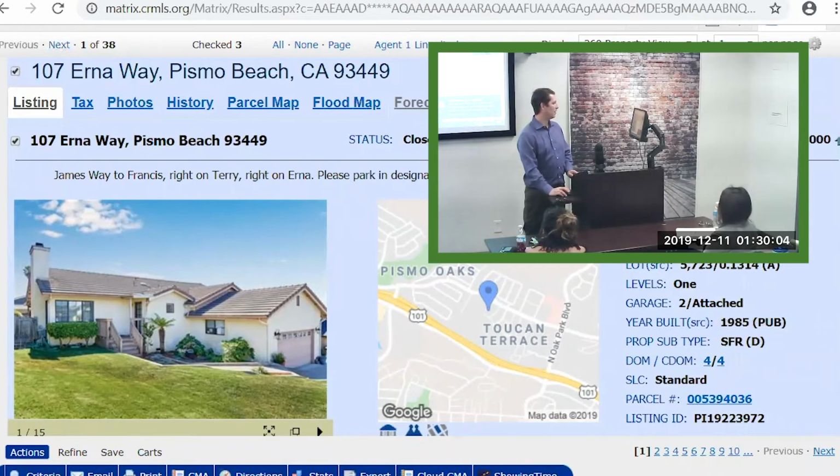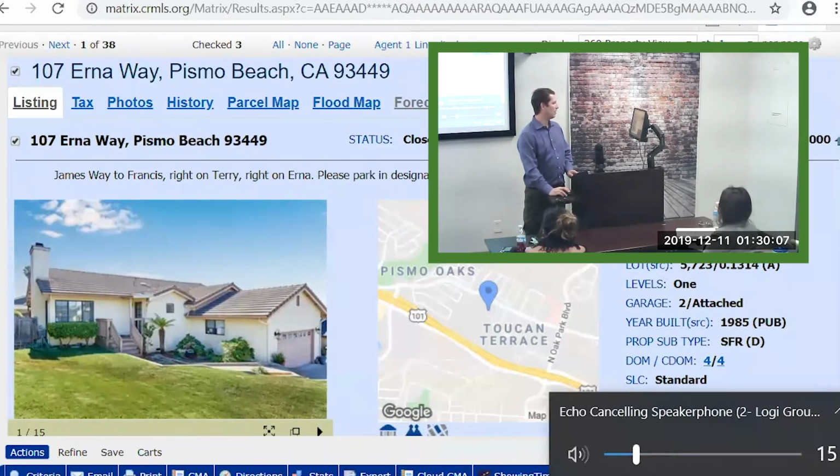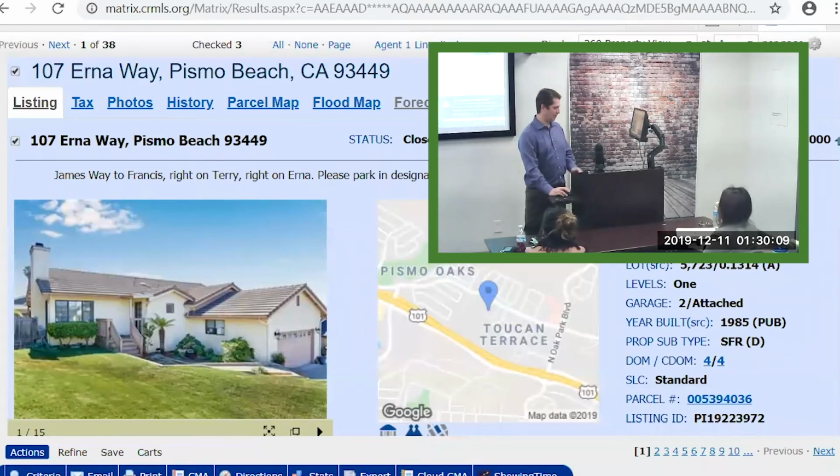Good Lord, just turn the volume off on the computer. Okay. Technical difficulties, everyone. It's because of the battery. All right. Okay.